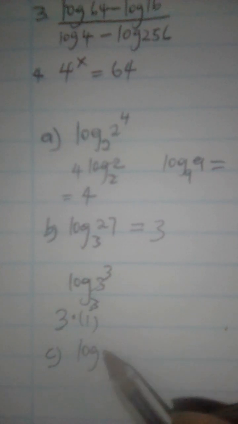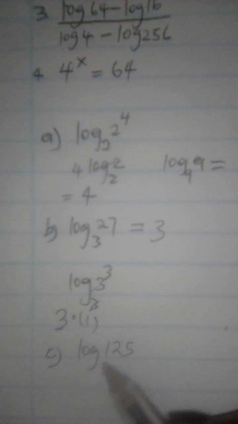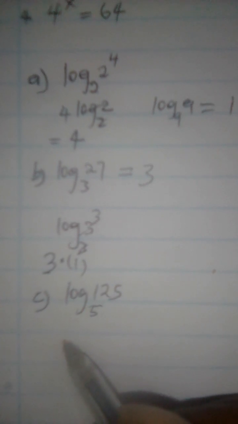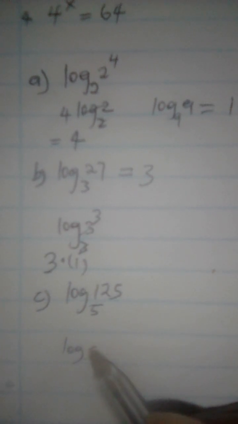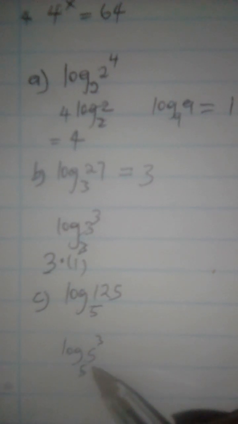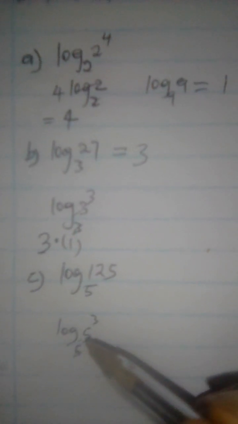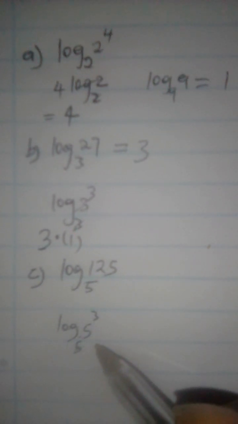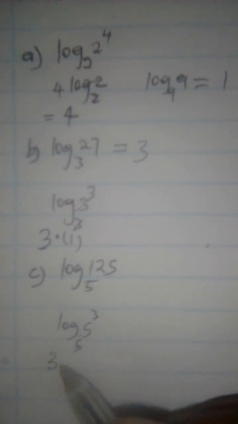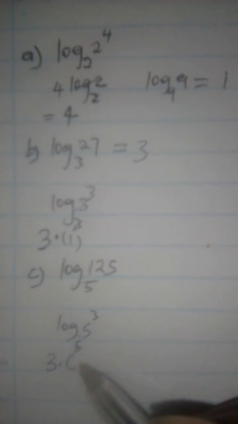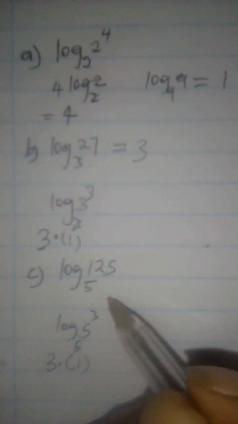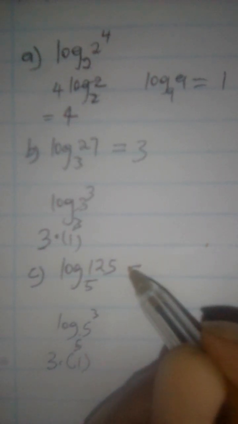Number C, log 125 base 5. To evaluate this, we're gonna write this as log 5 base 5 raised to 3. So we know that 5 to the power of 3 is 125. So we take this 3 to the front and it becomes 3 multiplied by log of 5 base 5, which is the same as 1. So here our answer will simply be 3.